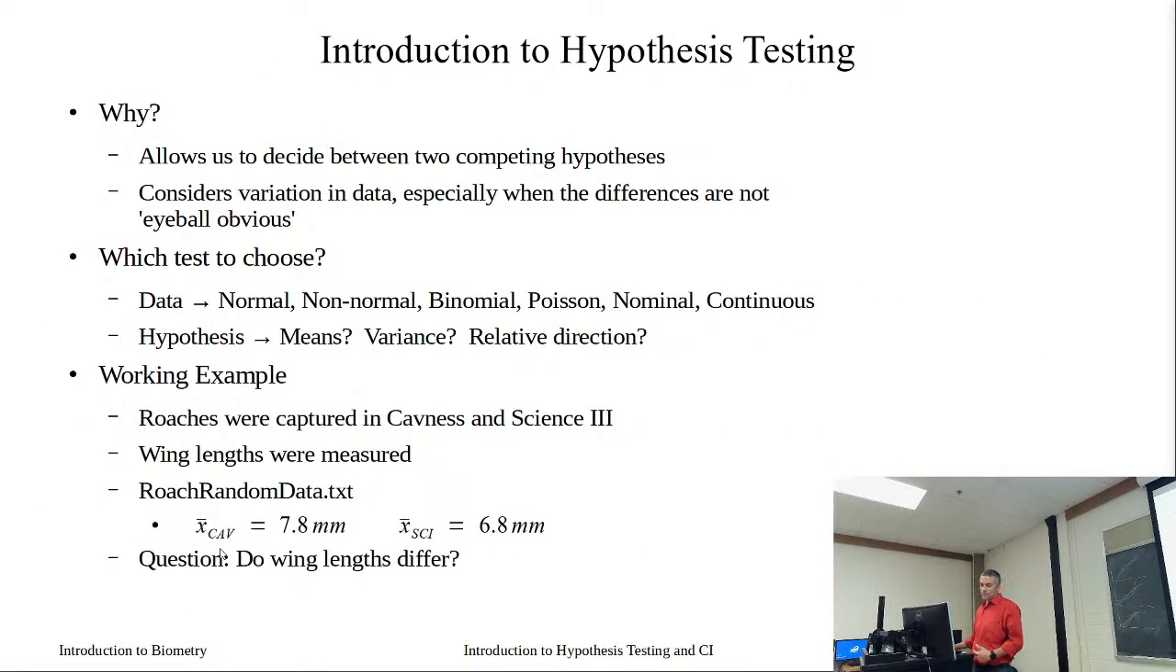If you downloaded it and we look at the data, we're going to have the average wing length of cabinets is 7.8, the average wing length of science 3 is 6.8. So our question is, do these wing lengths differ? Well, numerically they do. They differ by a millimeter, but is that statistically significant? All right. So is this difference just dumb luck that we happened to catch smaller wing length roaches in science 3? Maybe. This is where our statistics come into play, and we'll use these a little bit later.